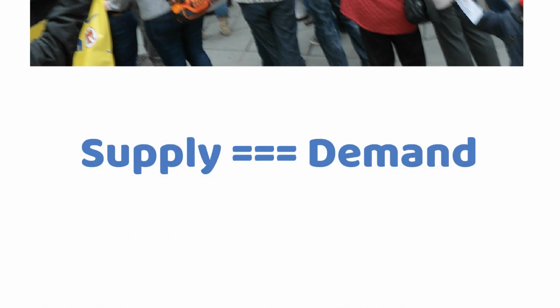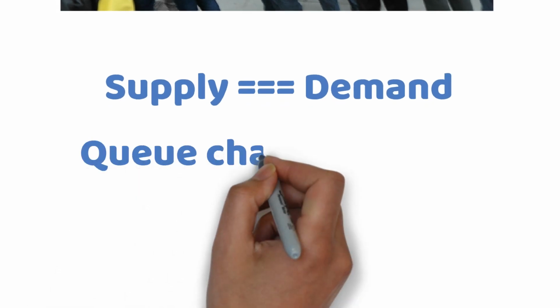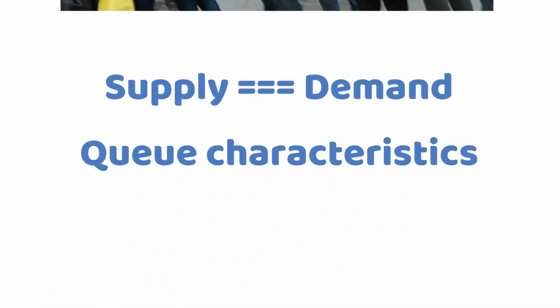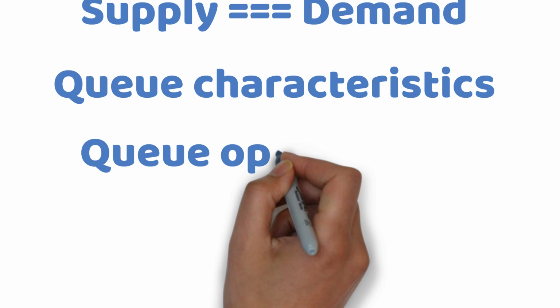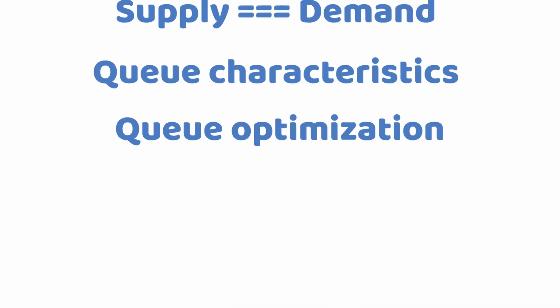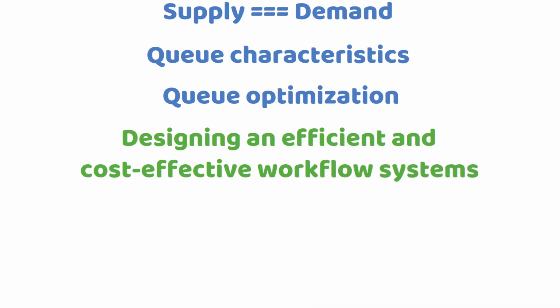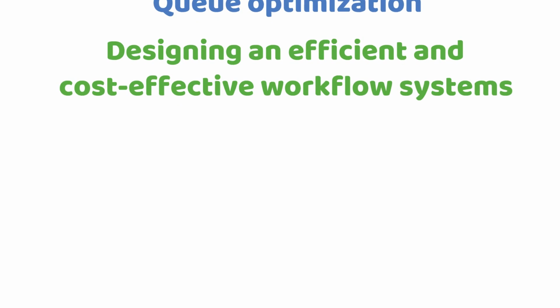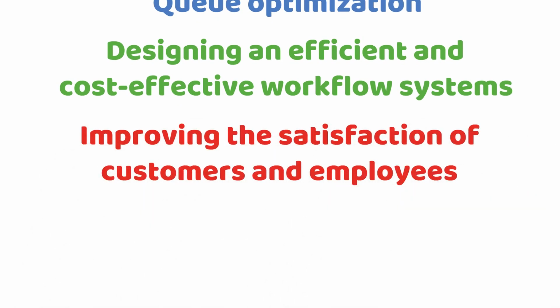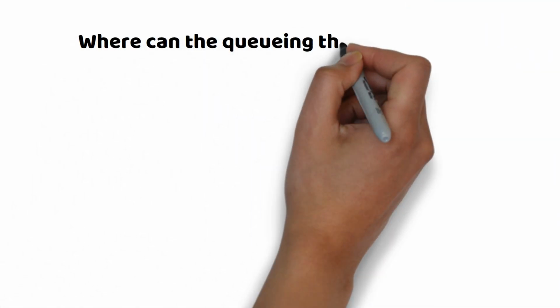Queuing theory helps to describe queue characteristics such as average wait time and gives tools for queue optimization. Queuing theory helps in designing efficient and cost-effective workflow systems. Queuing theory also helps businesses by improving the satisfaction of customers and employees. A question comes to mind: where can the queuing theory be applied?